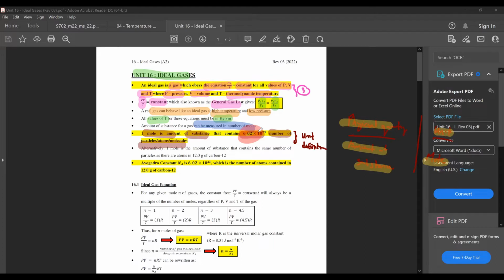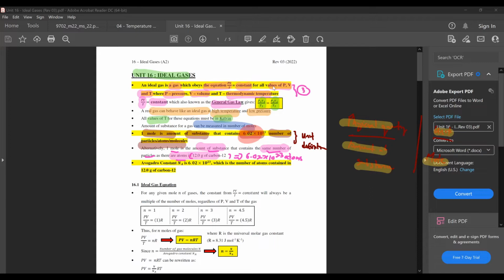All right. Sometimes in the marking scheme, you might see that 1 mole is defined differently, where they tell you it's the amount of substance that contains the same number of particles as there are atoms in 12 grams of carbon-12. Now, 12 grams of carbon-12 has these many atoms also, all right? So that's why we can say 1 mole is the amount of substance that contains the same number of particles as there are atoms in 12 grams of carbon-12. It's actually meaning the same thing, okay?